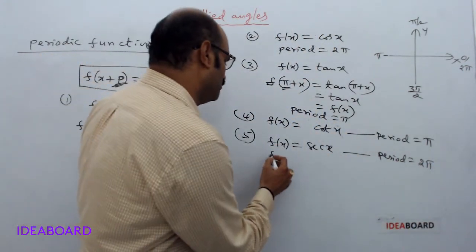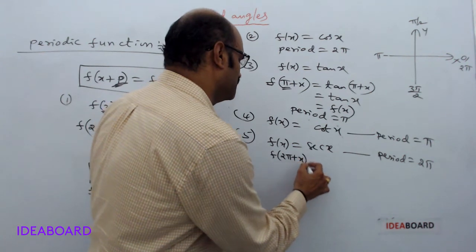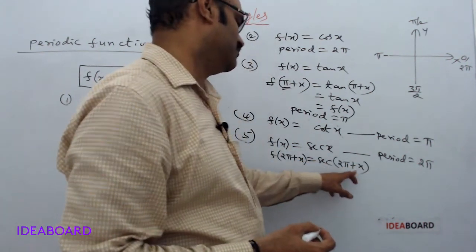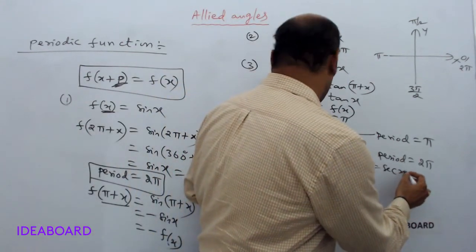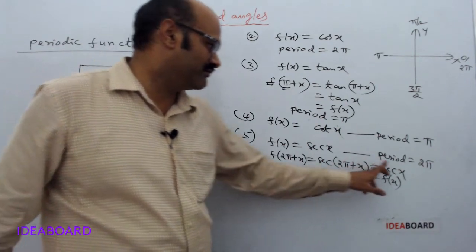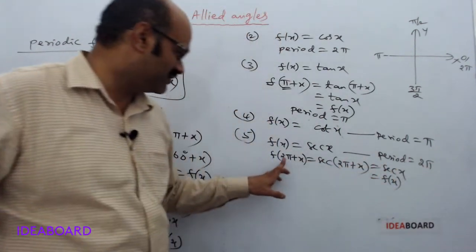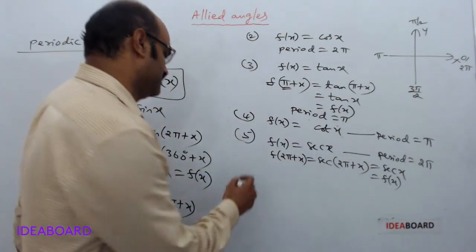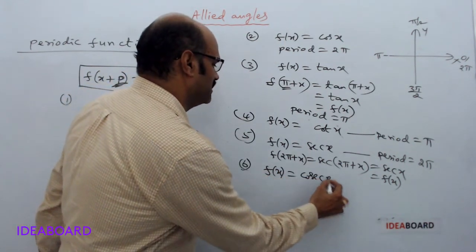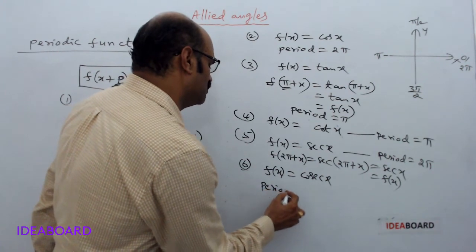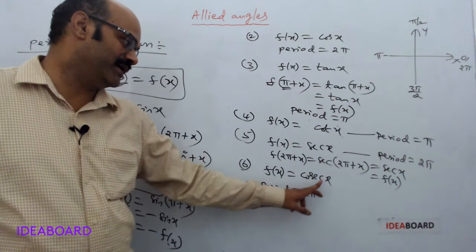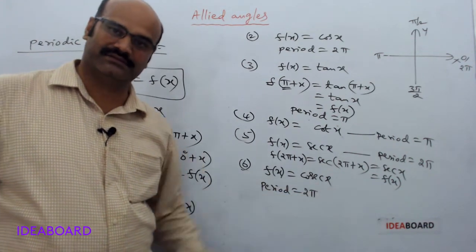We know that f of 2 pi plus x equal to secant of 2 pi plus x, equal to secant x only, so equal to f of x. So in the place of p we are having 2 pi. Sixth one, f of x equal to cosecant x, here also period equal to 2 pi, because we know that cosecant of 2 pi plus x equal to cosecant x.